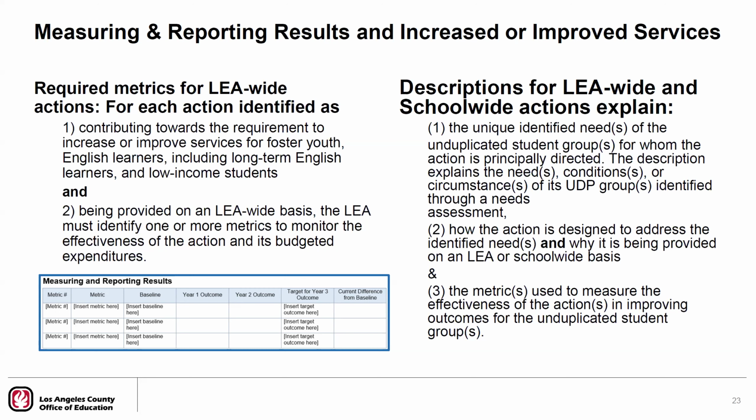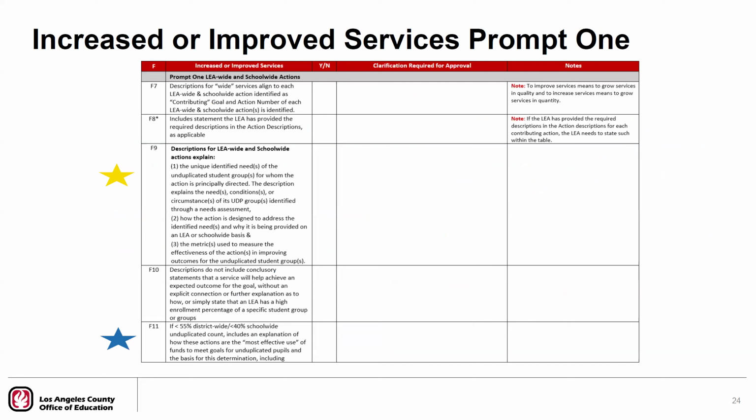Specifically, the metrics identified in the metrics table and those identified in the description in the increased or improved services section need to align. And the required metrics that you see included on the left-hand side of your screen are a new requirement for contributing actions in the 24-25 LCAP. So we really want to call out how these two sections are connected. There's specifically a through line between what you include in the measuring and reporting results table, as well as what you describe in the increased or improved services section.